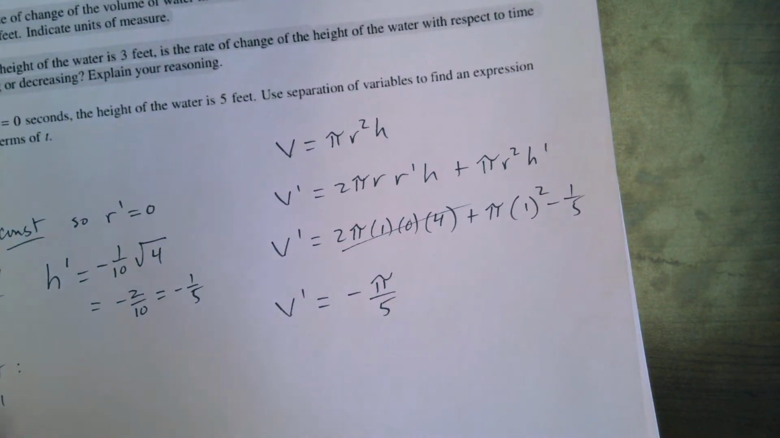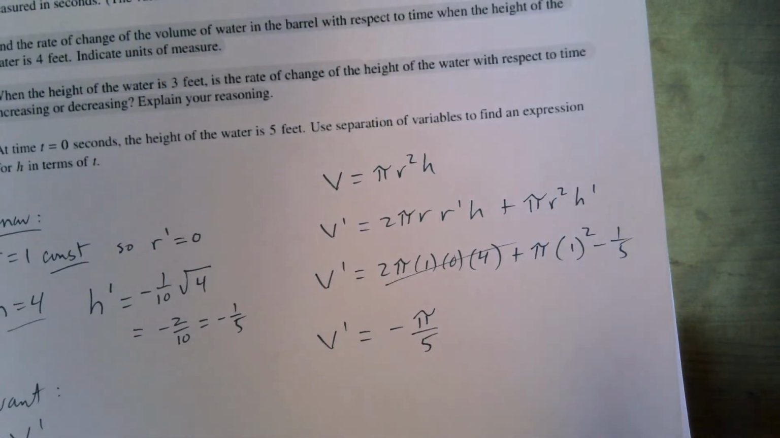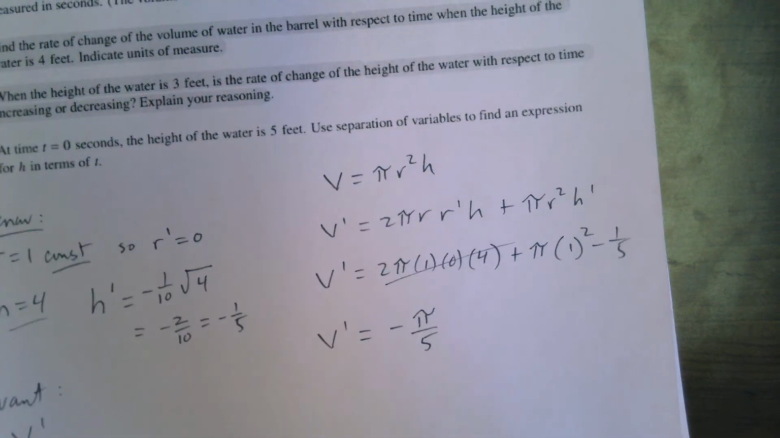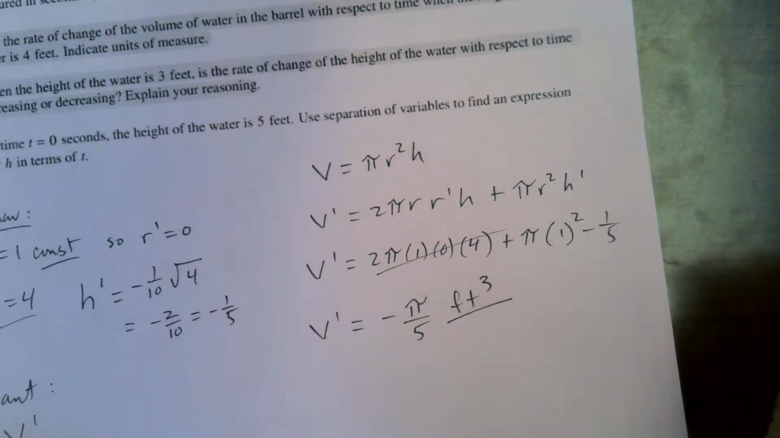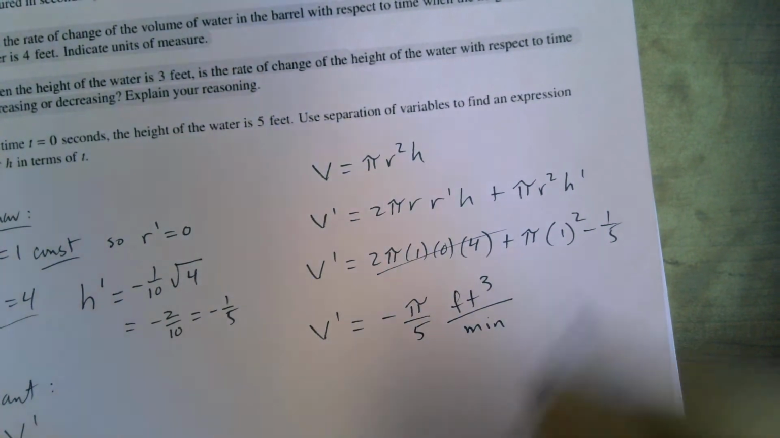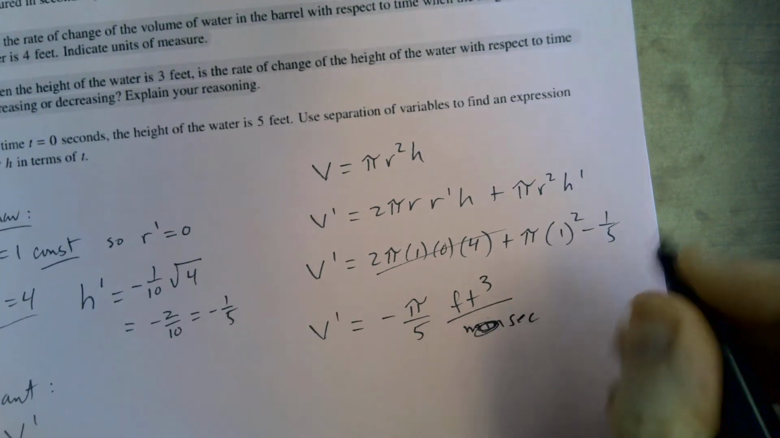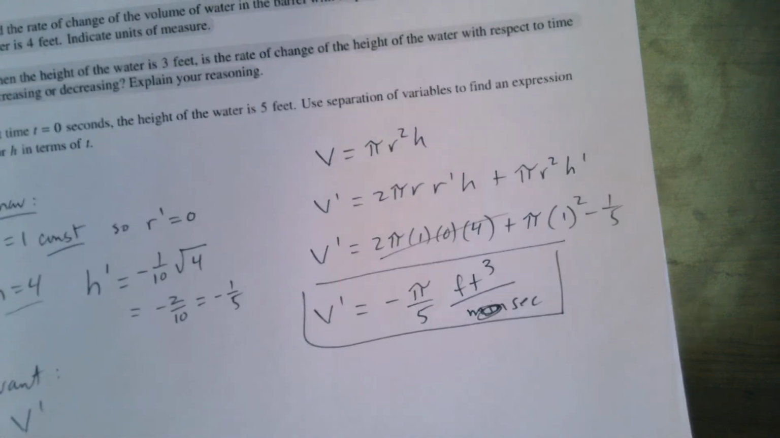We need units. Indicate units of measure. They're telling you that. So volume is cubic units, guys. So this is going to be feet cubed per minute, I think. No, seconds. Okay, so that is part A.